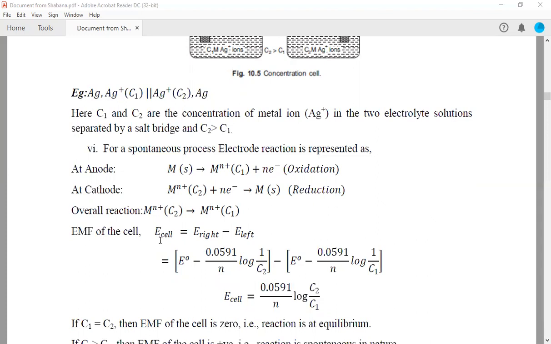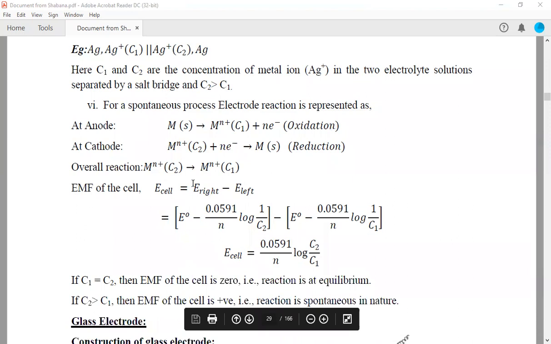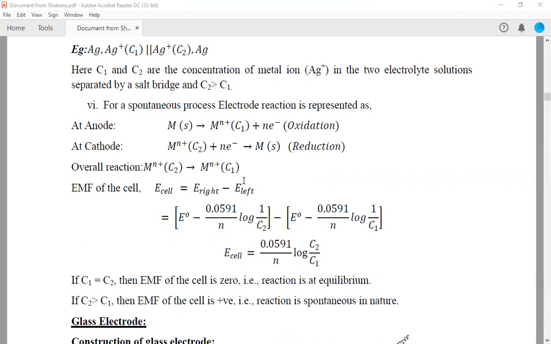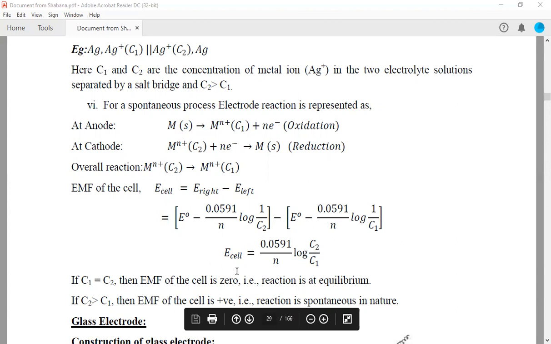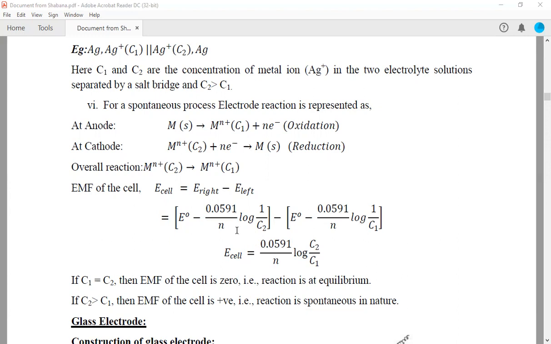Coming to the EMF of the cell, as we already know the formula of the EMF of the cell, that is E cell is equal to E right minus E left. Therefore, the formula for the right half cell is E0 minus 0.059 by n log 1 by C2, minus E left. The formula is E0 minus 0.059 by n log 1 by C1. Therefore, E cell is equal to, E0 value is constant. So the remaining part should be taken as common, that is 0.0591 by n taken as constant, log C2 by C1.